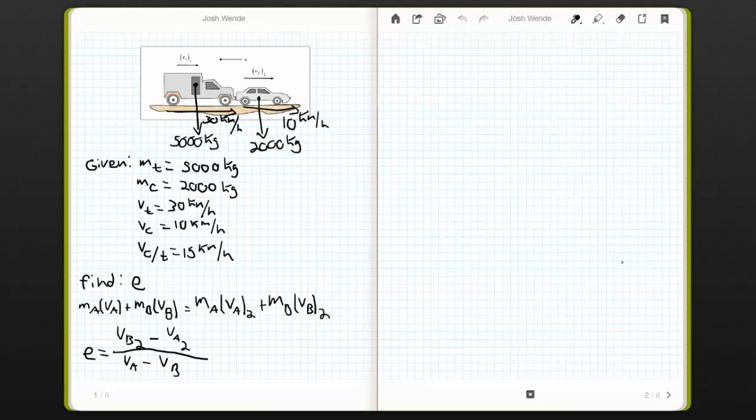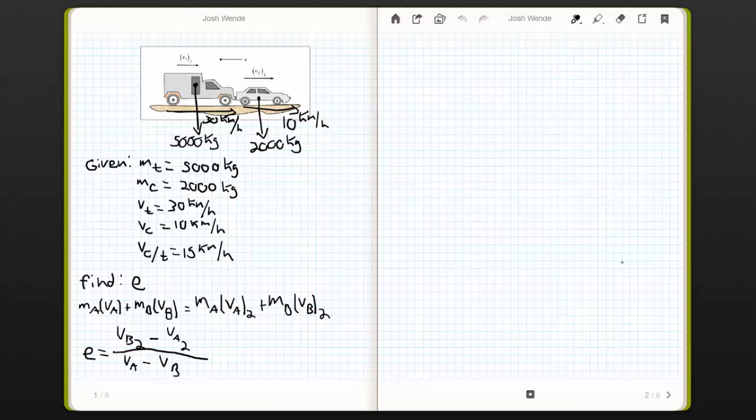So that's the final velocity of the truck subtracted by the final velocity of the car, over the velocity of the car minus the velocity of the truck. Now we already have VA and VB. What we need to solve for before we can solve for e is the final velocities of the truck and car.